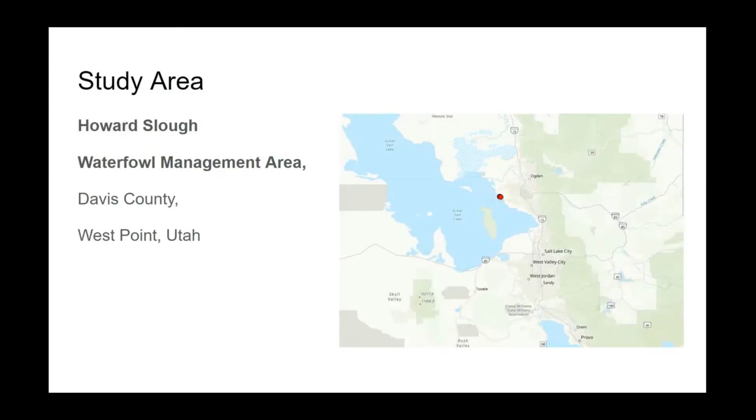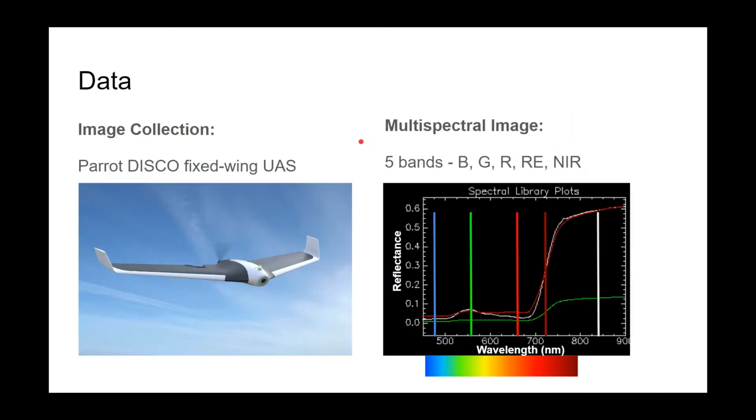The study area is in the Howard Slaw Waterfowl Management Area in Davis County, Utah. And you can see it right here at the red dot in relation to Ogden and Salt Lake City. The data were collected by a fixed-wing unmanned aerial system, pictured here, and it captures a multispectral image. So it has 5 bands: blue, green, red, red edge, and near infrared.